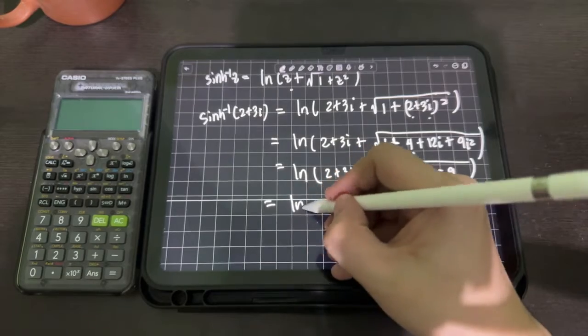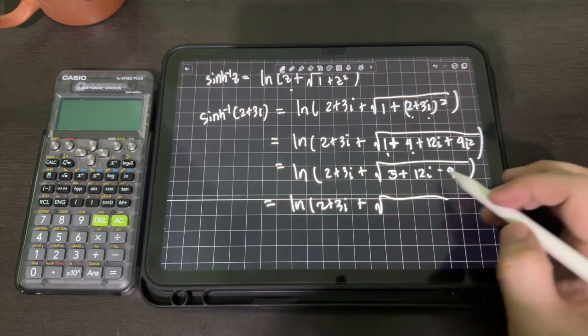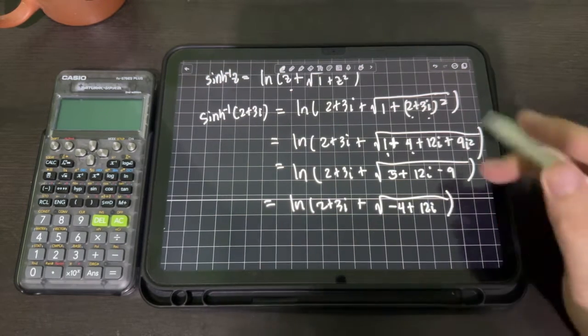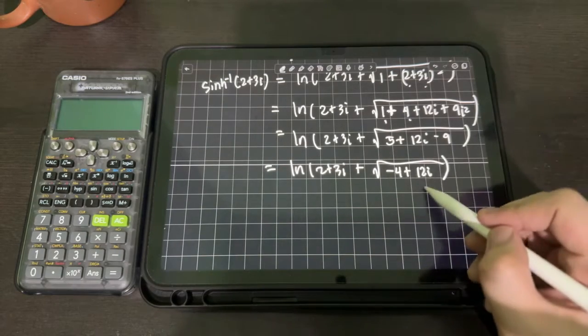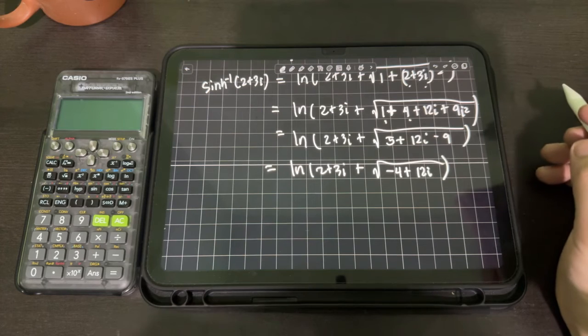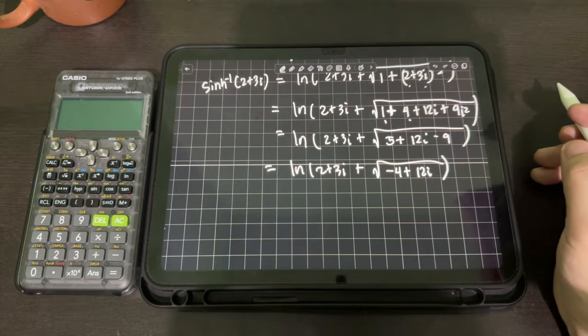Okay, and finally, we can still combine 5 minus 9, negative 4, plus 12i. So next is to evaluate the square root of negative 4 plus 12i. Here we will apply De Moivre's theorem for roots of complex numbers. I already have a previous video about that with the title Powers and Roots of Complex Numbers, so you can just check it in the link. It is in the description if you want to watch it.